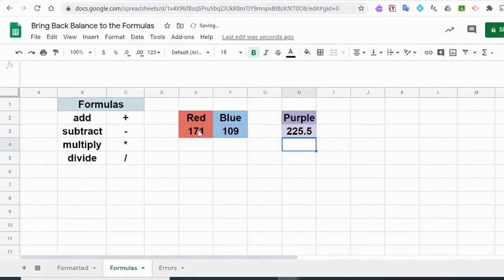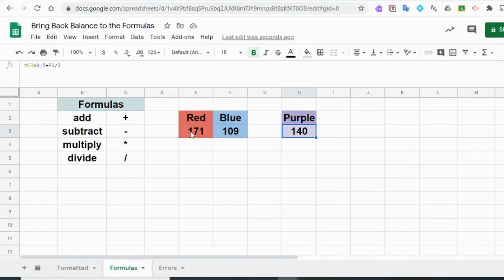Wait a second, that's not 140. Why not? What do you notice about this formula? Believe it or not, spreadsheet programs use BEDMAS. Brackets, exponents, multiplication, division, addition, subtraction. So here we're adding 171 plus F3 divided by 2, but we want E3 plus F3 first, and then divide by 2.